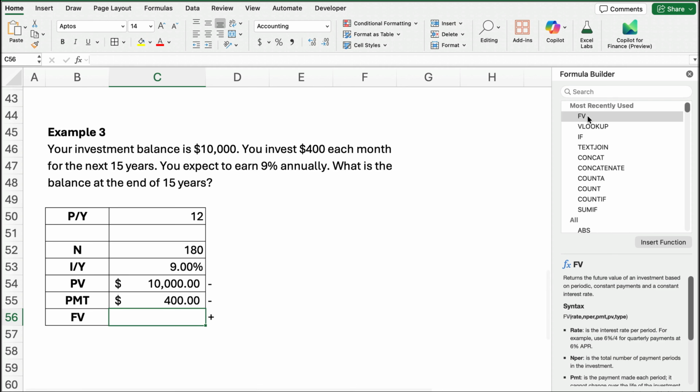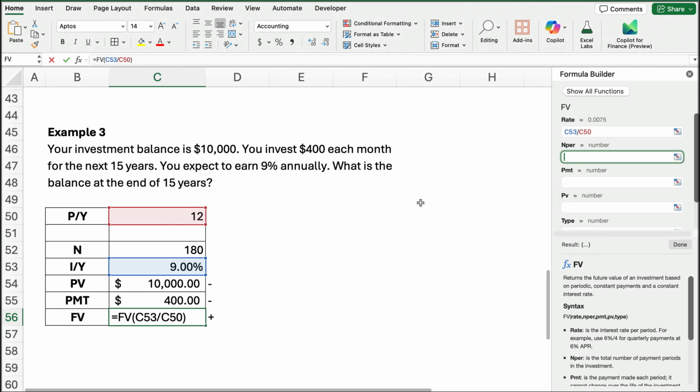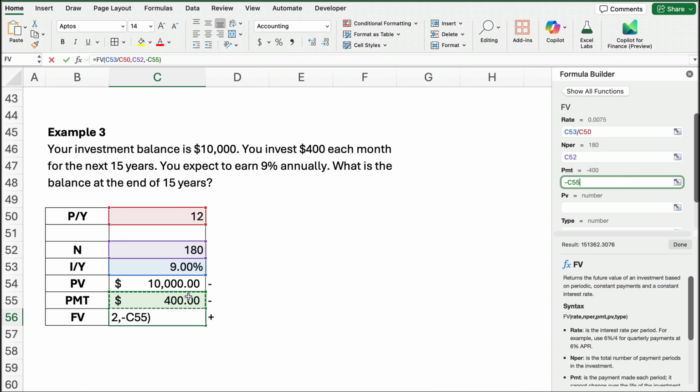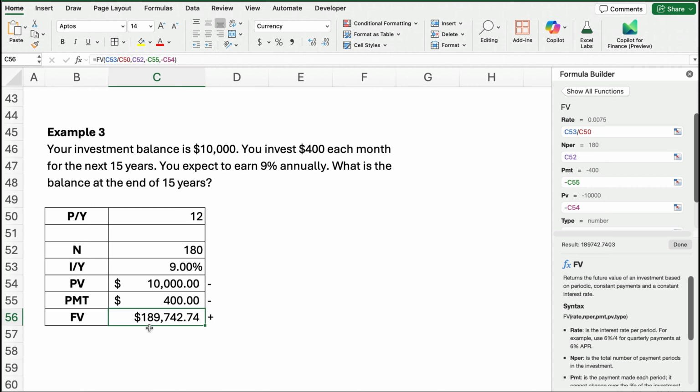Okay, let me do the Excel first, and then let's check our work this way. The rate is going to be 9% as an annual rate, but it's going to be monthly. The number of periods is 180. The payment, I'm going to make it a negative 400 because it comes out of our pocket. It's a cash outflow. The present value is a negative 10,000. It's a cash outflow, and we're going to solve, and we get 189,742. That looks like that would be correct.